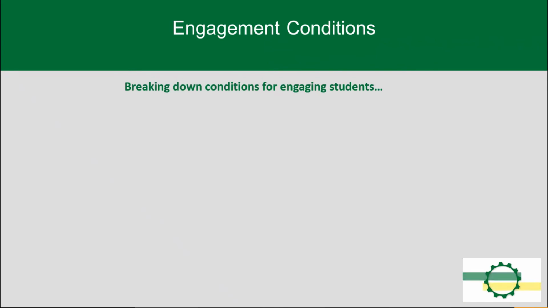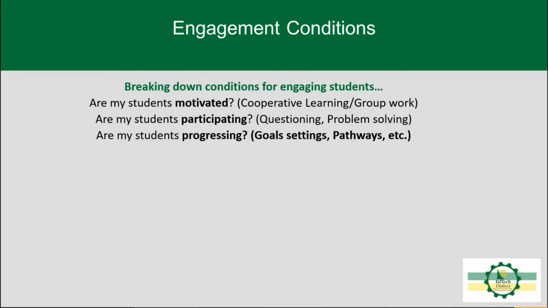And I'm going to tell you before I show you that you shouldn't try and do all 3 really well, okay? You start maybe with one and get better at it and then go from there, like anything when you're building on things. So a couple questions to ask. Are my students motivated? Are my students participating? And are my students progressing? Okay, so these are 3 conditions for engagement right here. Being motivated, participating, and then progressing.